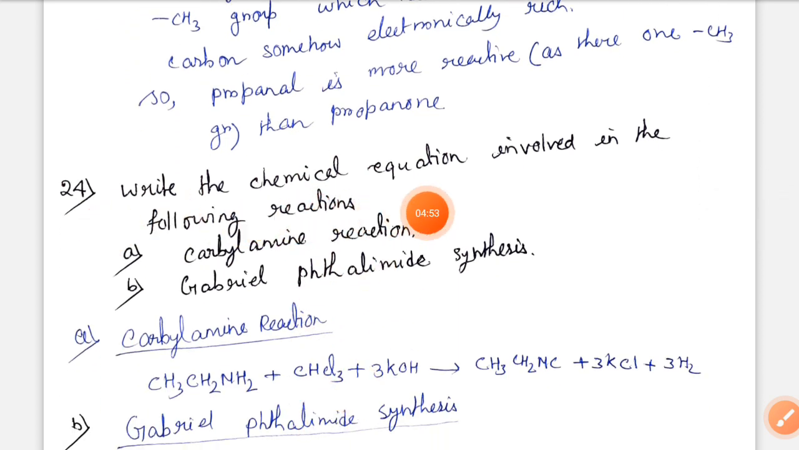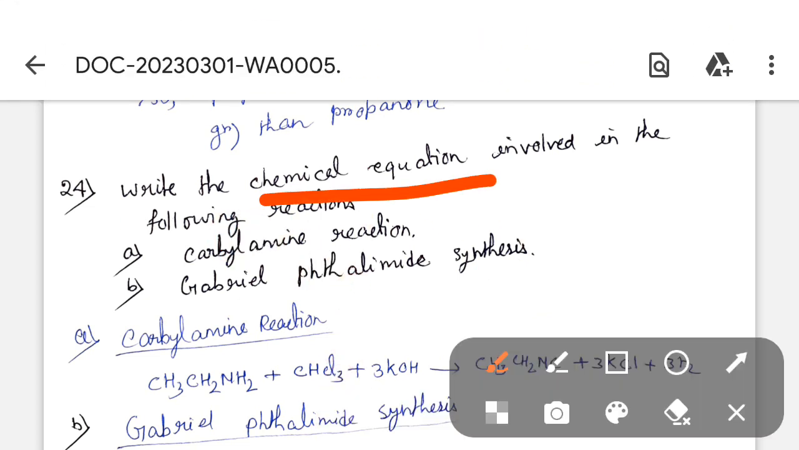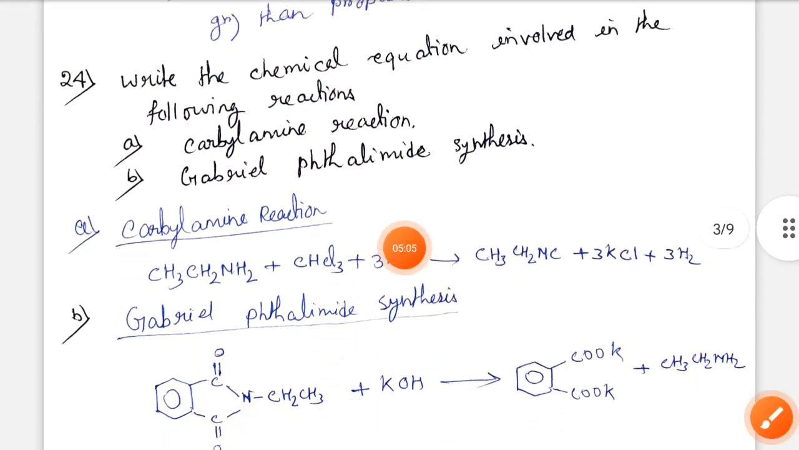Next, write the chemical equation involved in the following reactions: carbylamine reaction and Gabriel phthalimide synthesis. Let's see the chemical equations. In the carbylamine reaction, we know that a primary amine, aliphatic or aromatic, gives an isocyanide. The reagents are CHCl3, that is chloroform, and KOH. As they ask for the chemical equation, you can write it in this way.